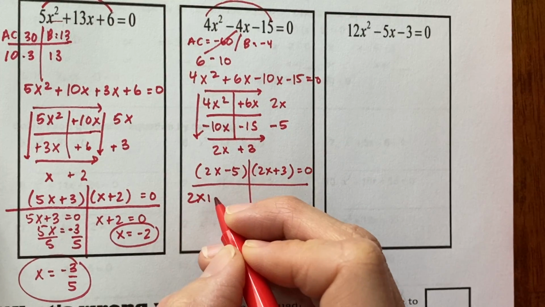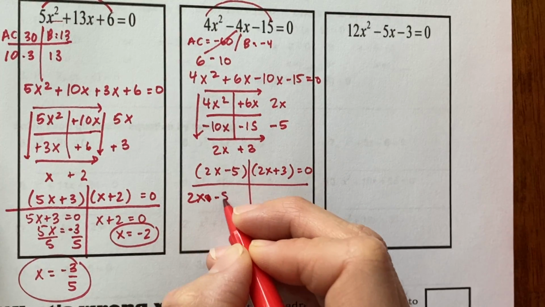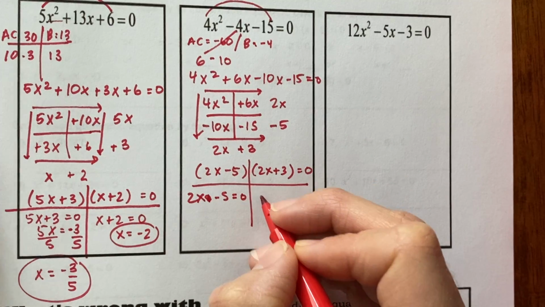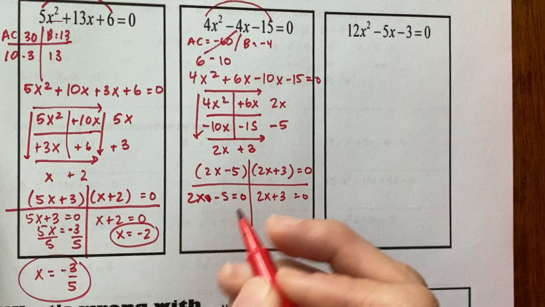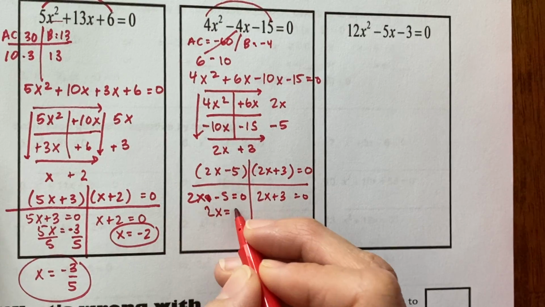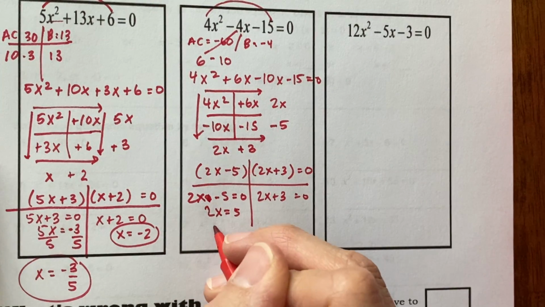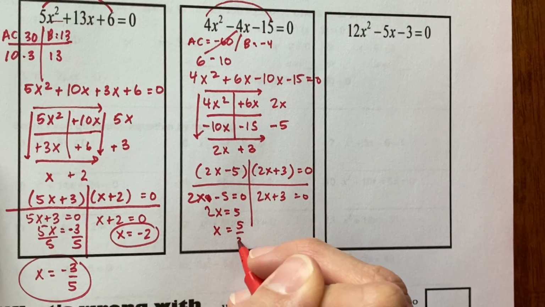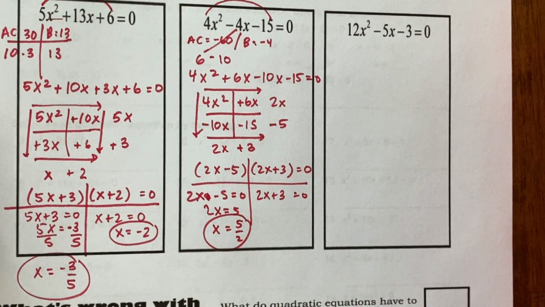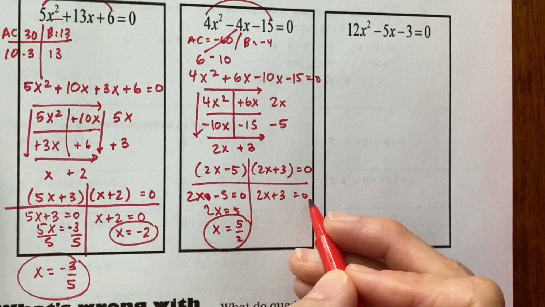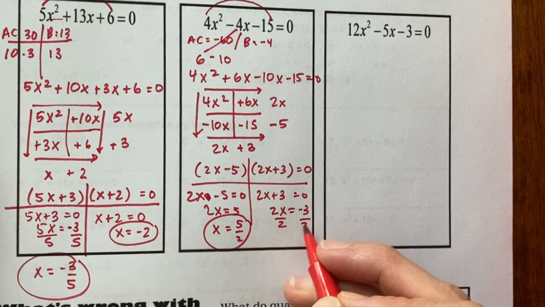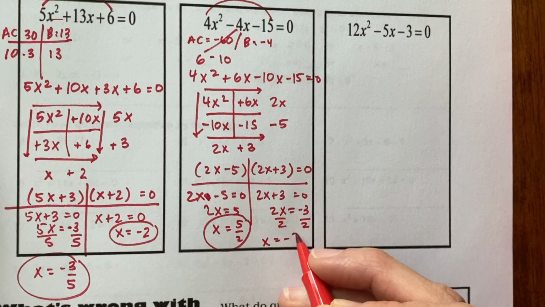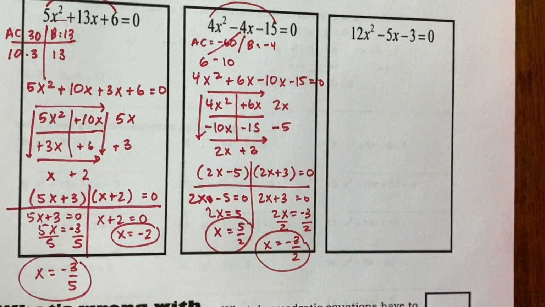Set those equal to 0 and solve. Sorry, I started writing a plus, but it's a minus. So 2x minus 5 equals 0. Add 5 to both sides. I got 2x equals 5. Divide by 2. I got x equals 5 over 2. Here, 2x plus 3 equals 0. I would subtract 3 from both sides. So I get 2x equals negative 3. Divide by 2. And x equals negative 3 halves.